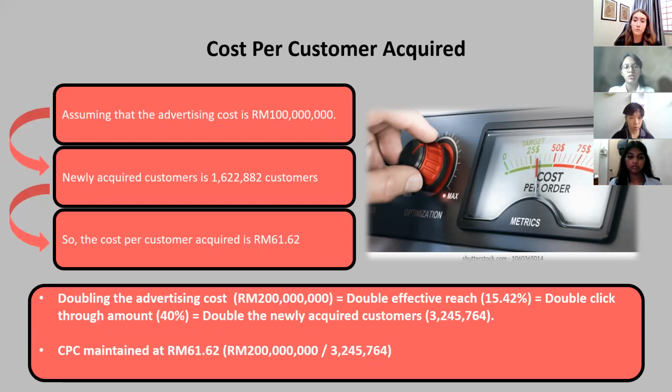Assuming that the previous scenarios are true, by doubling the advertising cost to 200 million ringgit, the effective reach can be doubled to 15.42%, leading to twice the amount of click-throughs and also doubling the newly acquired customers, while still keeping the average cost per customer at 61 ringgit and 62 cents.